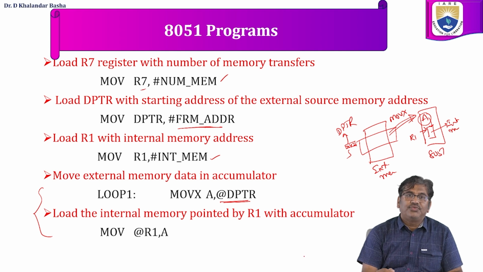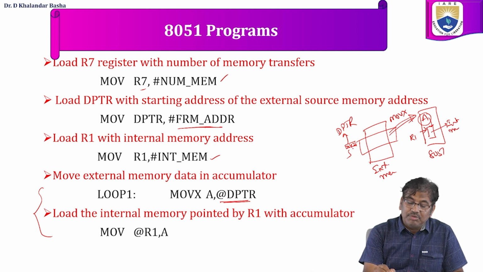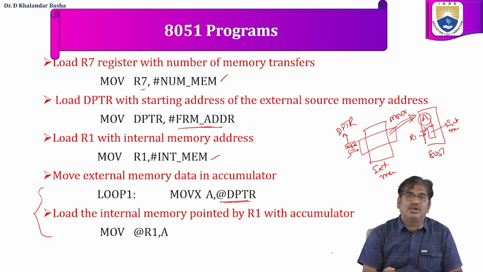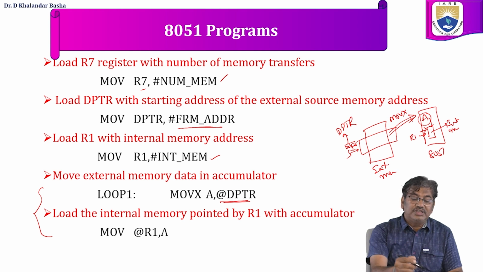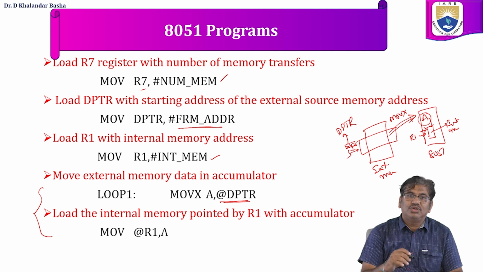For every iteration, we are going to decrement the count. Next, for advancing to the next memory location, the DPTR value we have to increment. Similarly, for addressing the next memory location, R1 we have to increment. So first we will increment DPTR followed by R1 increment. Then we will decrement the count which is in R7. If the count is non-zero, repeat, collecting the data from external memory to accumulator, and accumulator to internal memory.